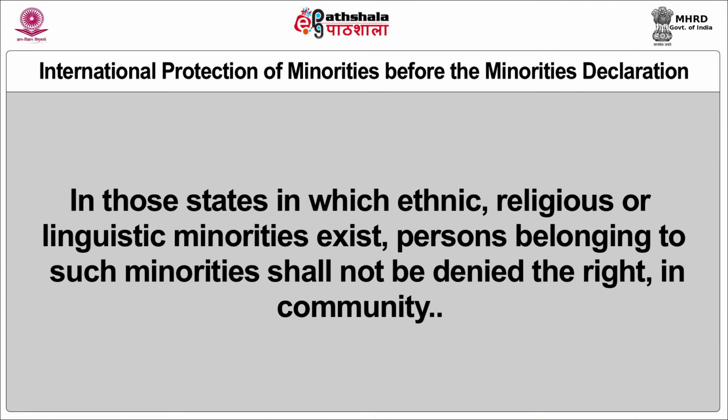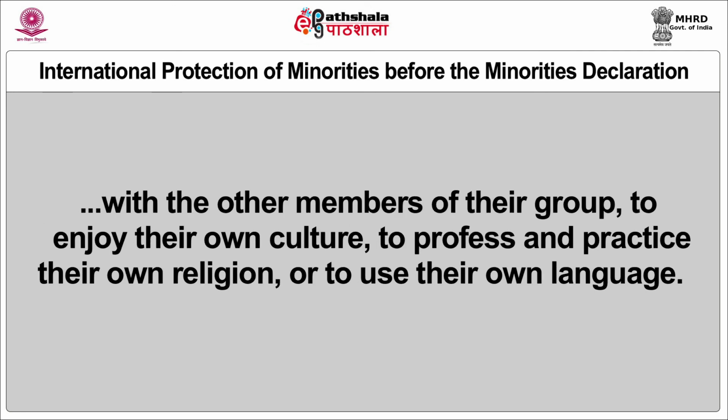Article 27 of the Covenant reads, "In those states in which ethnic, religious, or linguistic minorities exist, persons belonging to such minorities shall not be denied the right, in community with the other members of their group, to enjoy their own culture, to profess and practice their own religion, or to use their own language." The protection provided by the Covenant is often emphasized to be for the individual member of the minority group, instead of for the minority as a group.